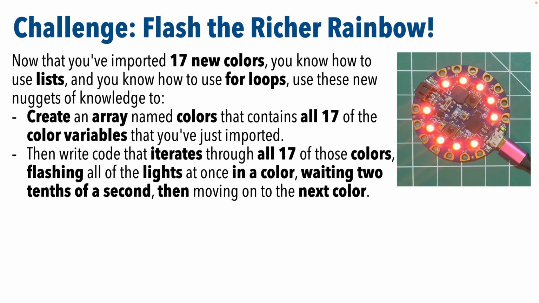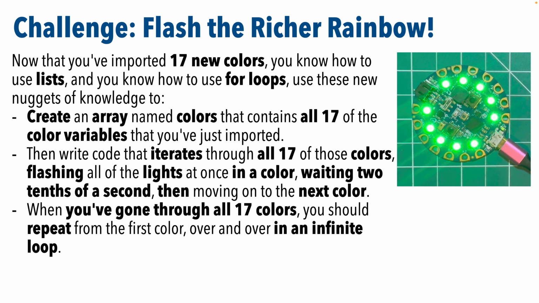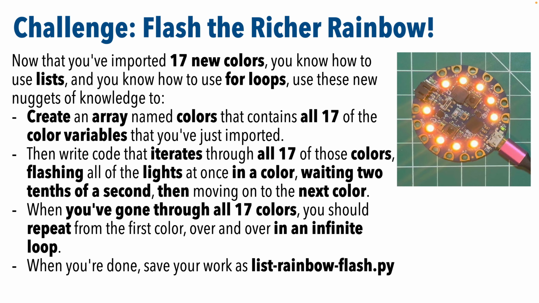And when you've gone through all 17 colors, you should repeat from the first color over and over again in an infinite loop. And when you're done, save your work as list-rainbow-flash.py. The goodness should look like the example that you're seeing at the right. Pause. Give it a shot. You can refer to the earlier video if you need to remind yourself how to do certain things, but I know you can solve this challenge. And when you're done, resume, and let's compare answers.